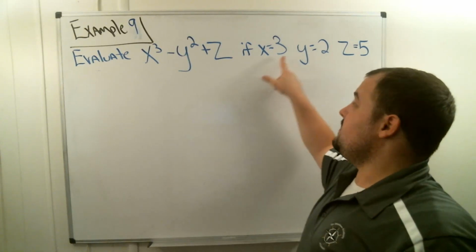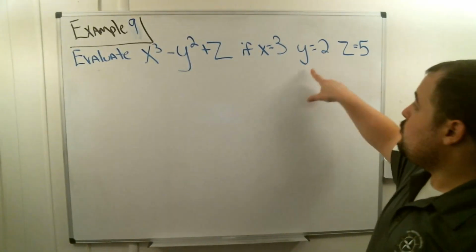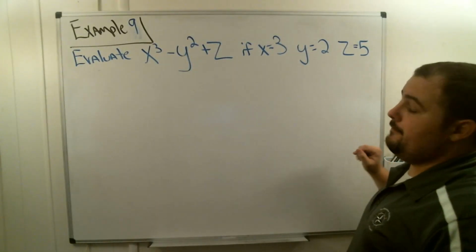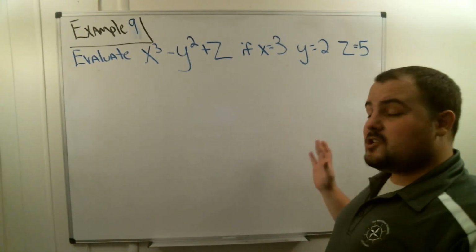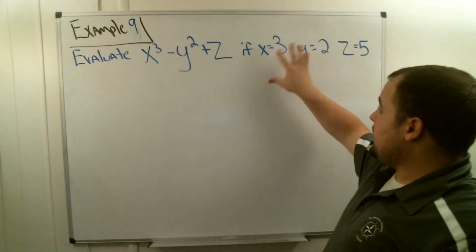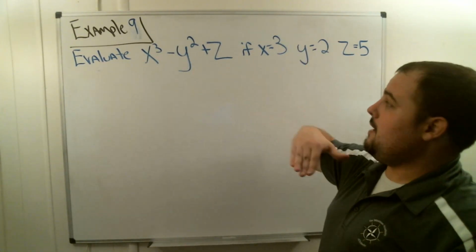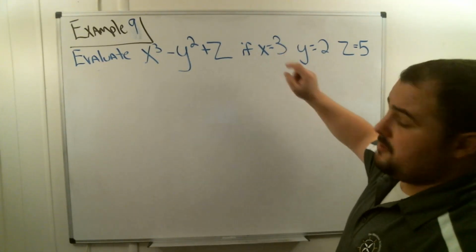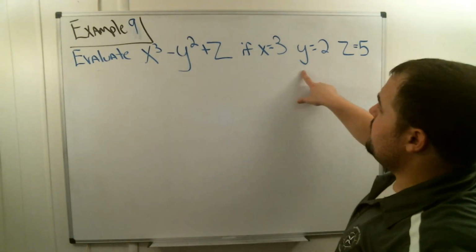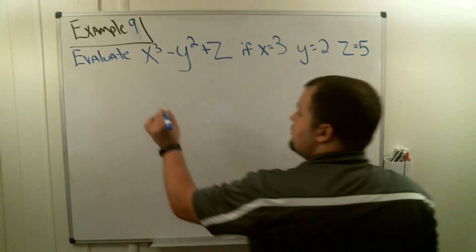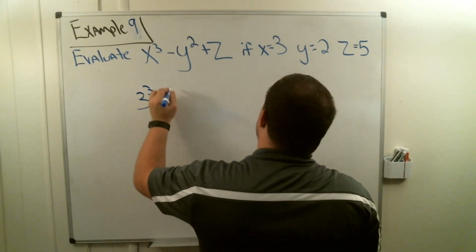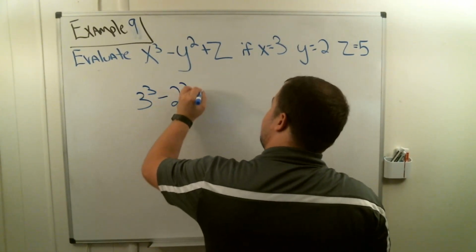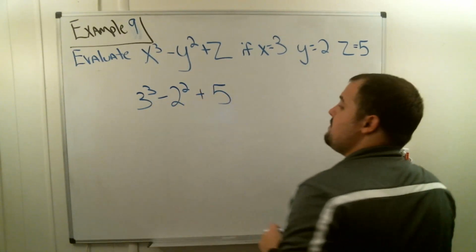If we know that x is going to equal 3, y equals 2, and z equals 5, we're going to approach this kind of like we did the other one. First thing before you solve this is you have to change all of these numbers based on the variables into the problem. So anywhere you see an x, change it to a 3. Anywhere you see a y, change it to a 2. So right now, this should actually look like 3 to the 3rd power minus 2 squared plus 5.